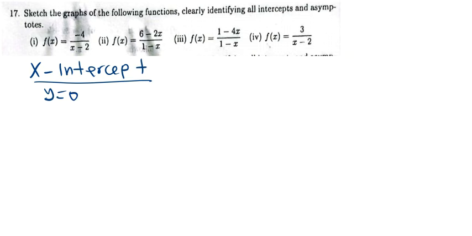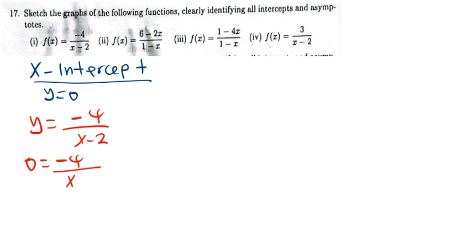So intercept, you have got what we call the x and y intercept. To find the x intercept, equate y equal to 0. So this function is y is equal to negative 4 over x minus 2. Where there is y, equate equal to 0. So I'll say 0 is equal to negative 4 divided by x minus 2. Make x the subject, find the value of x, that is the x intercept.